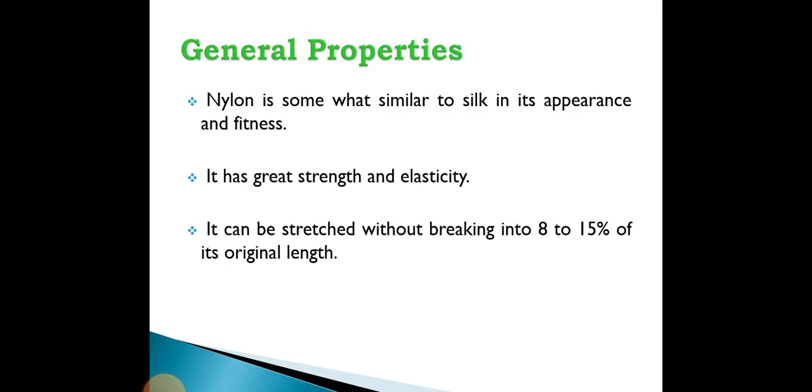General properties of nylon 6,6. Nylon is somewhat similar to silk in its appearance and fineness. It has great strength and elasticity. It can be stretched without breaking to 8 to 15% of its original length.